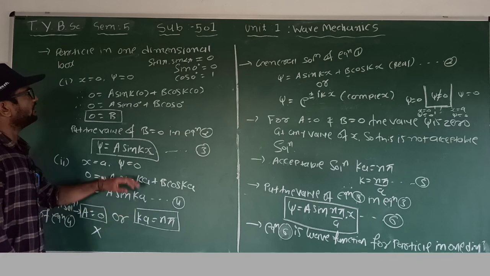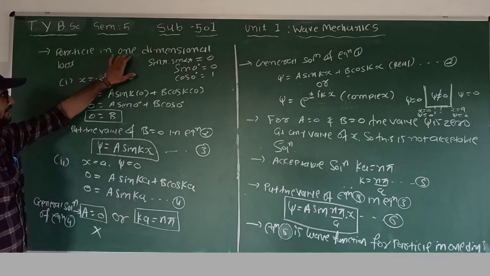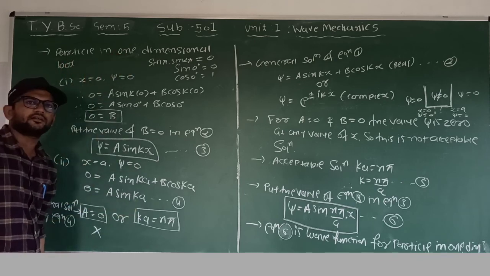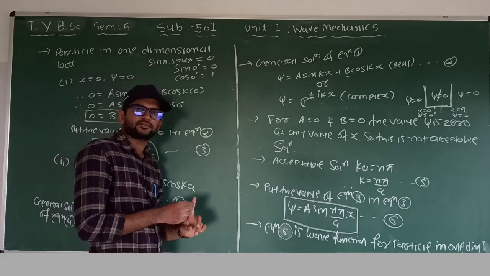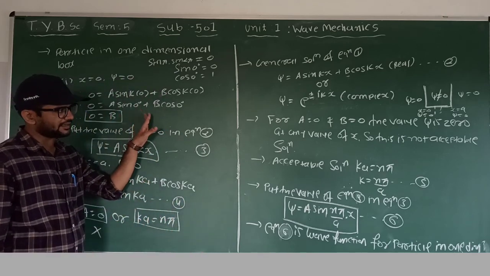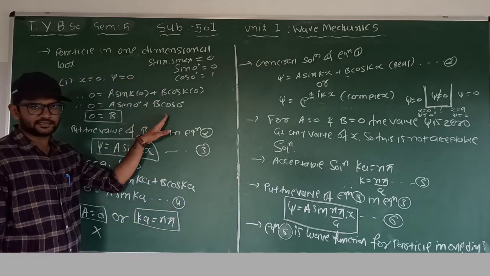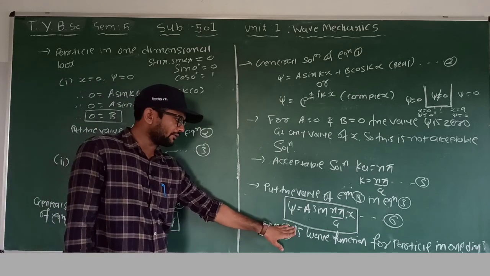So in this second theory, particle in one dimensional box, we covered two topics. The first one is the Schrodinger equation for a particle in a one dimensional box, and the second one is the wave function for a particle in a one dimensional box.